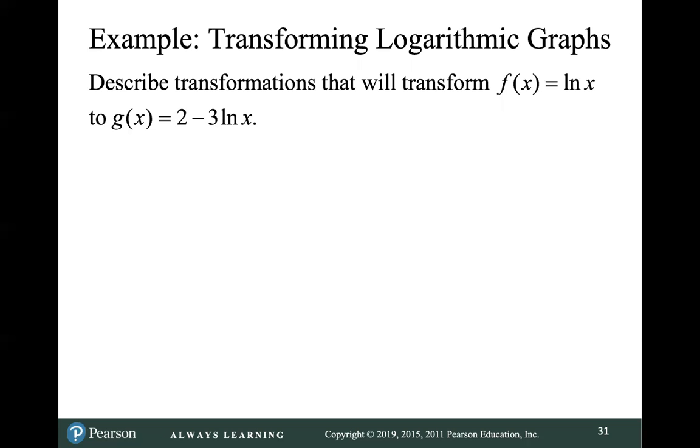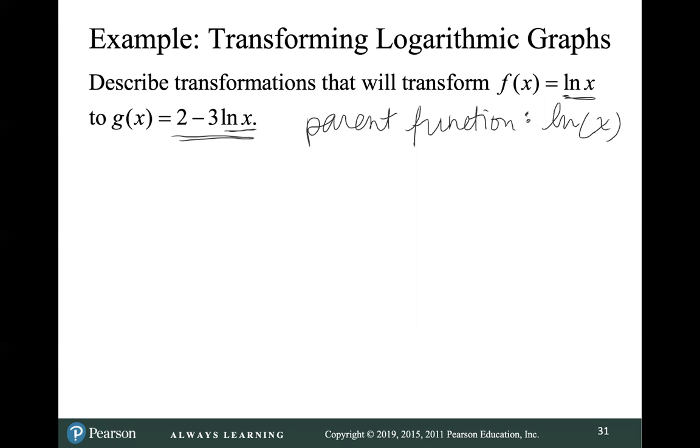So let's see if we can describe these transformations from the natural log. Notice it's the same parent function. Our parent function is the natural log of x. Just like for exponential functions, the parent function should have the same base. If I was converting from a natural log to a log base 10, that's not one of the transformations that we've talked about. So we need to have the same base for both functions, and then we have to look at what has been added, subtracted, multiplied, or divided to our g of x.